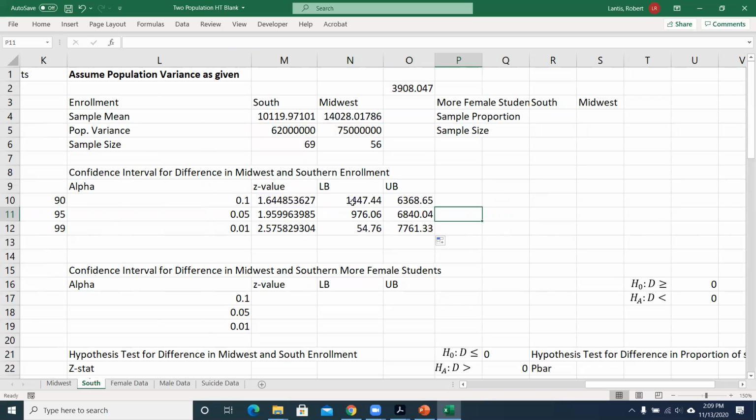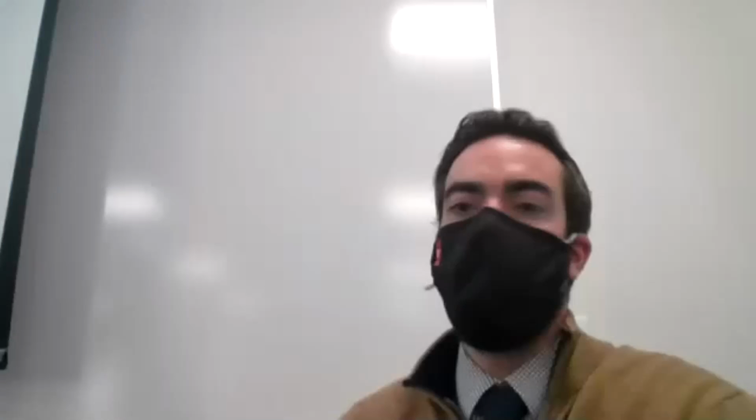Right? So notice, as we want to say things with higher levels of confidence, the range of values in our confidence interval expanded, right? The lower bound got lower, the upper bound got higher. So if we think about here, let's say the 99% level, right? What's the true difference? Where could the true difference between Midwest and Southern schools be? So let's just draw this out. So 54 and about 7,700, okay?